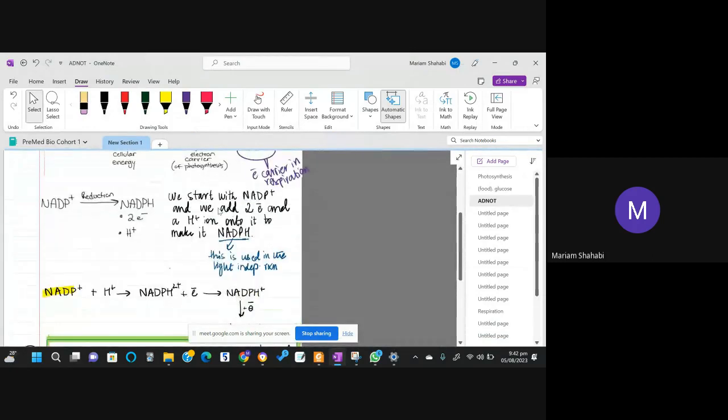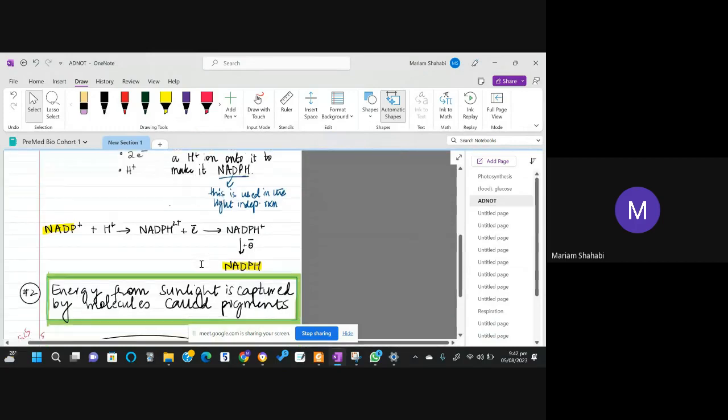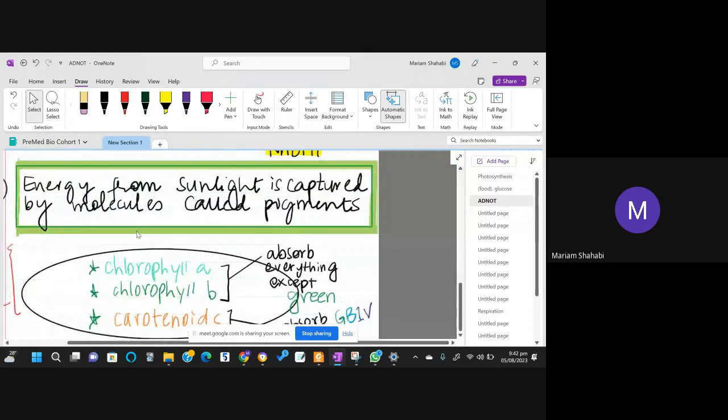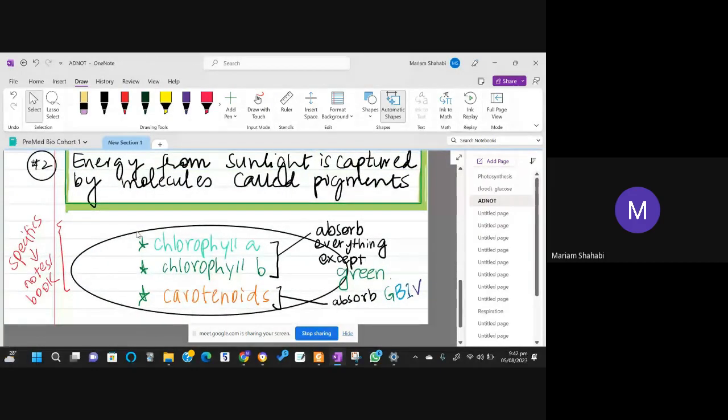So I'll explain this when we do the Z scheme. Energy from sunlight is captured by molecules called pigments. The pigments that we're concerned with are chlorophyll A, chlorophyll B, and carotenoids. Chlorophyll A and chlorophyll B absorb all the shades of light except green. इसीलिए हमें chlorophyll green दिखते हैं.